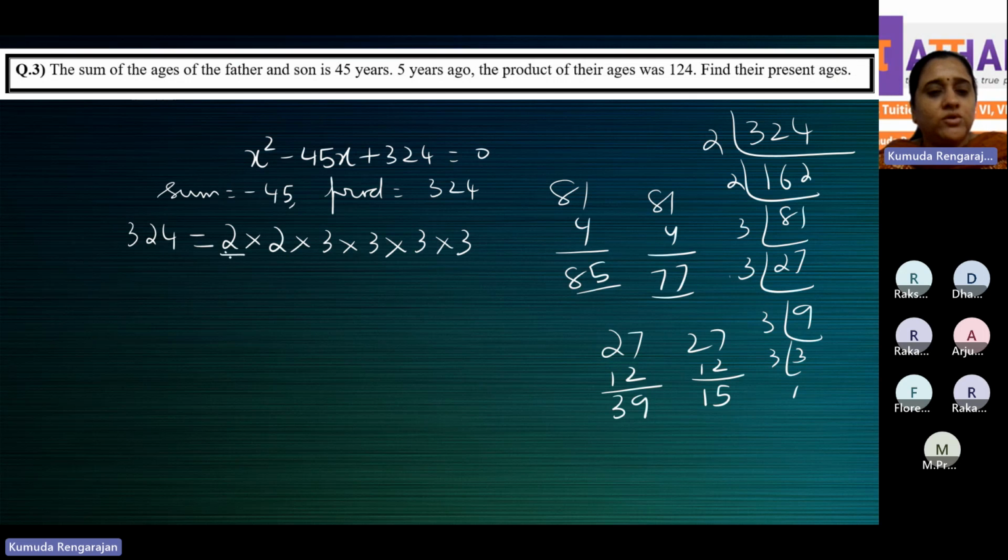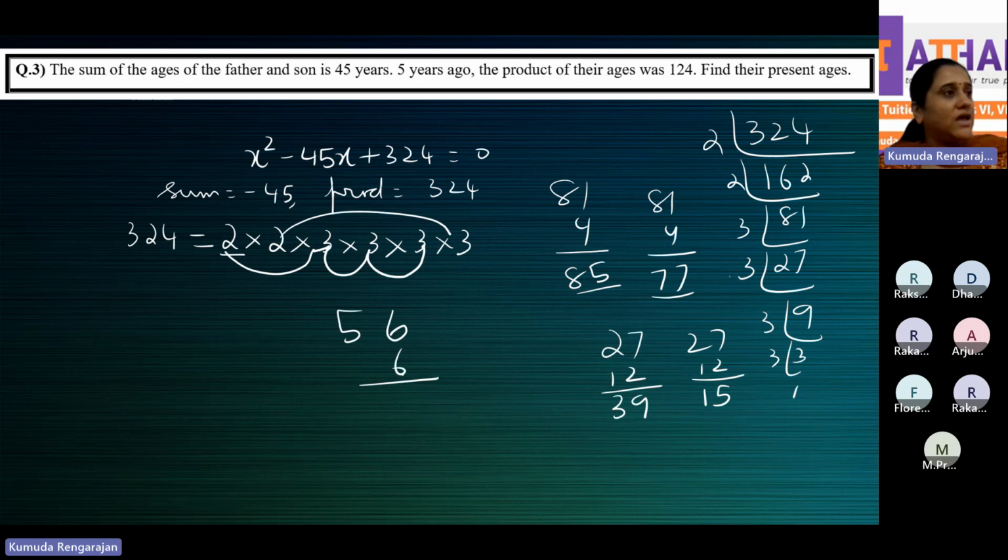Maybe 2 into 3 is 6, and 3 3s are 9, 6 9s are 54. You get 60 when you add, and when you subtract, you get 48. So like this, you should keep making combinations and hit those two numbers which will satisfy the sum and product. Once you get the two numbers, and if you add or subtract and get 45, then you should fix the signs. So what are the two numbers?